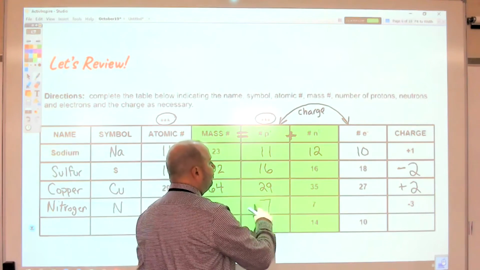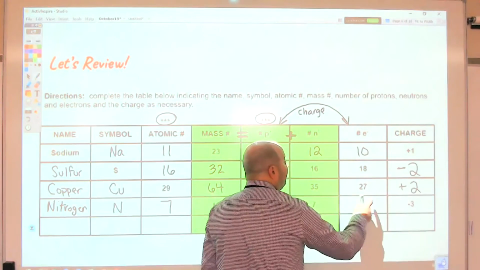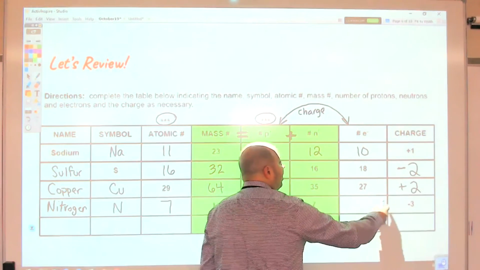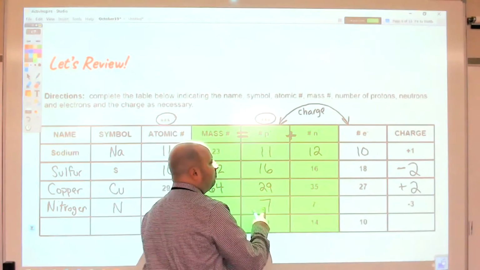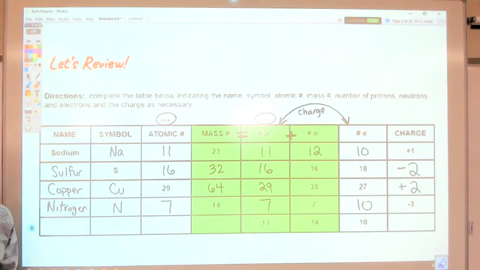Finally, comparing 7 protons to my electrons. I have a negative charge. That means I have more electrons than I have protons by 3. So if I have 7 protons, I must have 10 electrons.